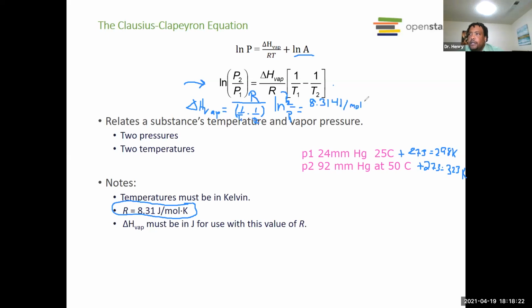Per mole Kelvin over 1 over 298 minus 1 over 325, I mean, sorry, 323, times ln 92 divided by 24. Okay, so that's going to equal 1.34.